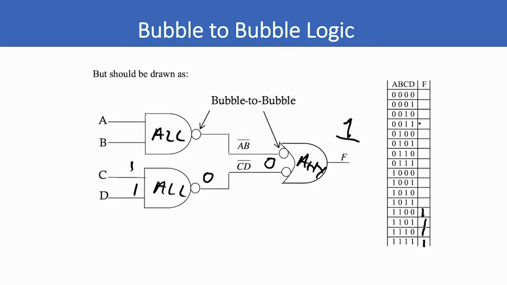Or C and D both 1. C and D are both 1 right there. And C and D are both 1 right there. And C and D are both 1 right there. Okay? And we don't care about A and B on this side right here. Okay? So this is the truth table. And of course, everything else in here is a 0.